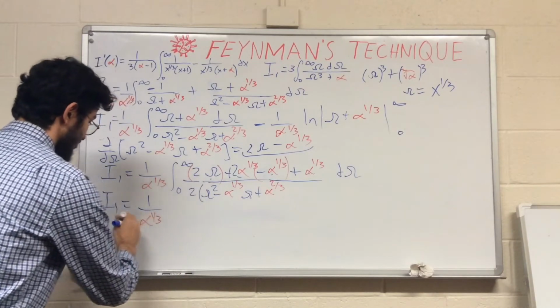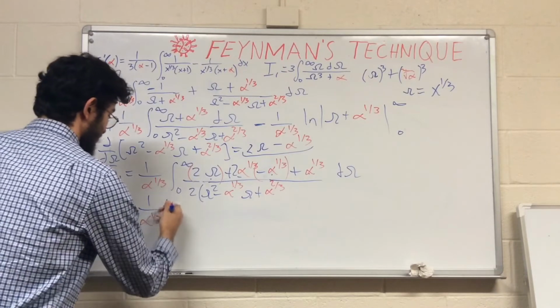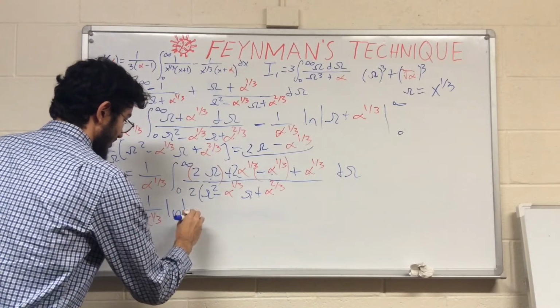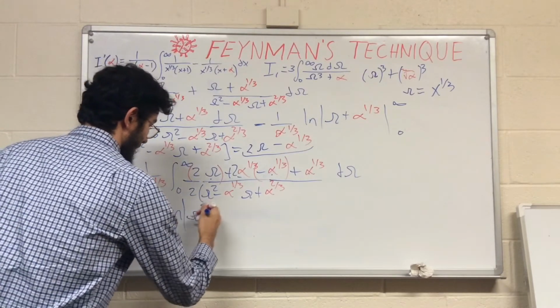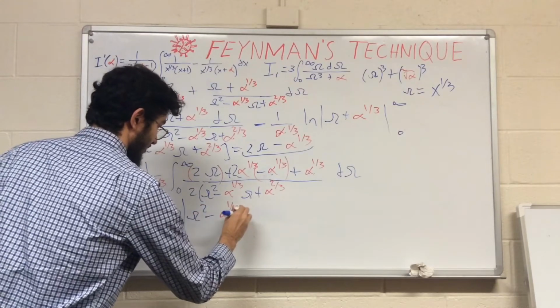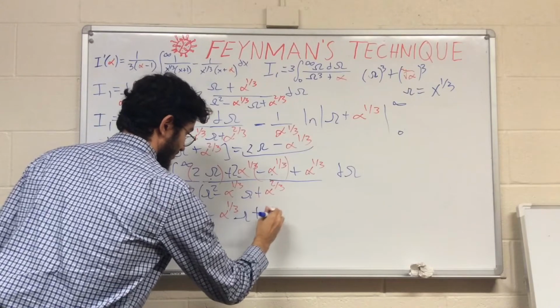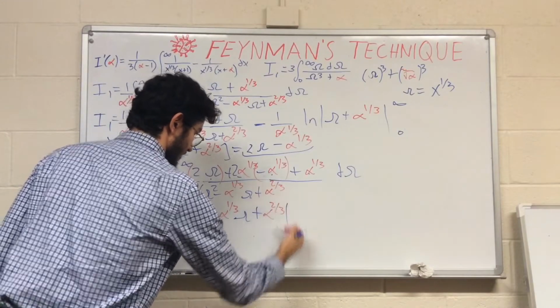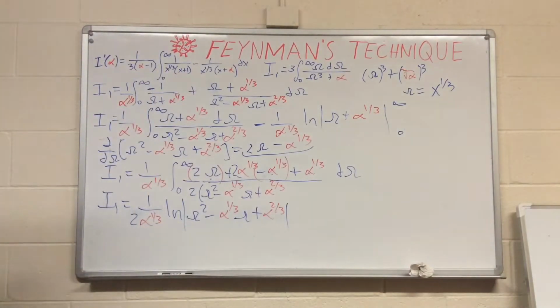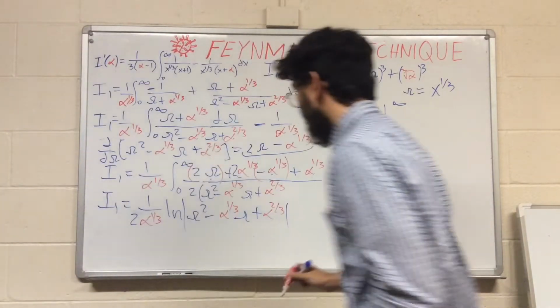Okay, so let's put the 2 over here. 2 times the natural logarithm of the absolute value of omega squared minus alpha to the 1/3 times omega plus omega to the 2/3 in absolute value. Okay, and then the other integral is going to be like this.